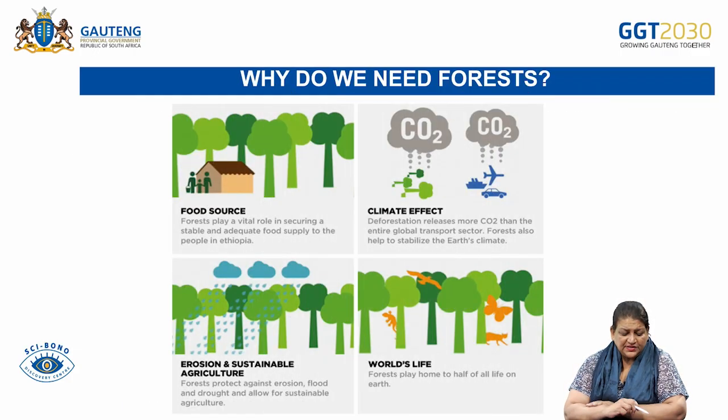Why do we need forests? We need them for these reasons. Mainly, they form part of our food source. Forests play a vital role in securing a stable and adequate food supply. That means our apples, the farmers depend on the trees, right? Because you go to the fruit and veg shop, you have your pumpkins, your apples, bananas. Where do they come from? They're coming from the trees. But these trees need a certain temperature to produce food. Then, if we're removing the trees, we're cutting them down. Can you see how they cut them down? What is happening?